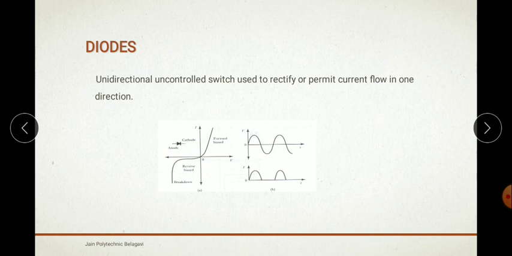So here what the diode does is it rectifies, permitting current flow in only one direction, either in the forward direction or in the backward direction. Such a device is known as a diode.